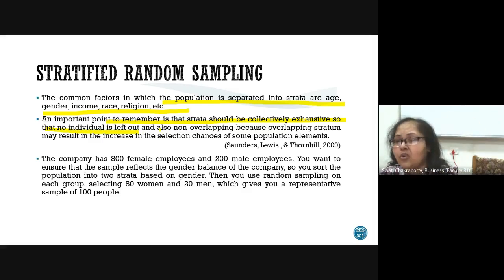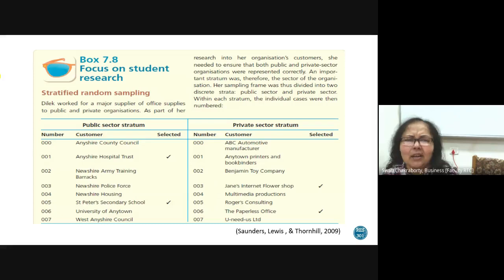Also they should be non-overlapping. Why? Because overlapping strata may result in an increase in the selection chances of some population elements. They have more chance of being included. Say, for example, a company has 800 female employees and 200 male employees. You want to ensure that the sample represents the gender balance of the company. So you sort the population into two strata based on gender. Then you use random sampling on each group, selecting 80 women and 20 men, which gives you a representative sample of 100 people. This is an example.